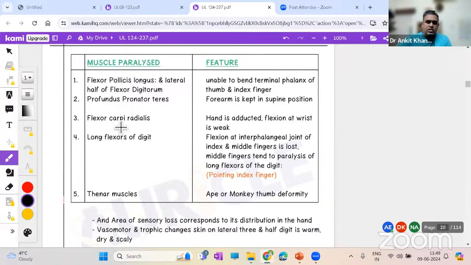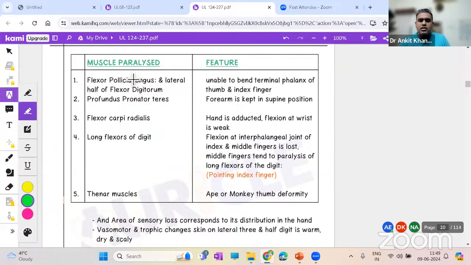There are deformities known as pointing index finger, right? Ape thumb deformity, okay? Ape thumb deformity, pointing index, and the hand of benediction. All these things will happen. We just go through them one by one and try to understand what actually happens. So when this nerve is damaged at the region of the elbow, the FPL and the lateral half of FDP are gone. So we are unable to bend the terminal phalanx of the thumb and index finger. These will not be able to bend.